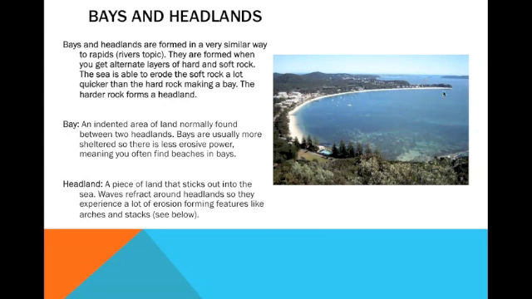And then the hard rock, since it sticks out, we call it a headland. So what's a bay? Well, a bay is an indented area of land normally found between two headlands. Bays are usually more sheltered, so there is less erosive power, meaning you often find beaches in bays. What's a headland? Well, a headland is a piece of land that sticks out into the sea. Waves refract around the headland, so they experience a lot of erosion.